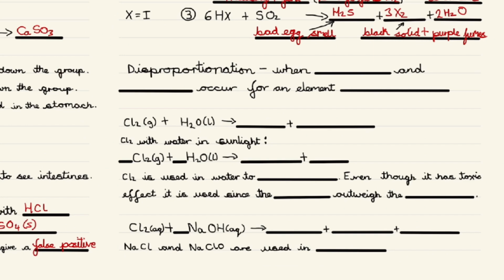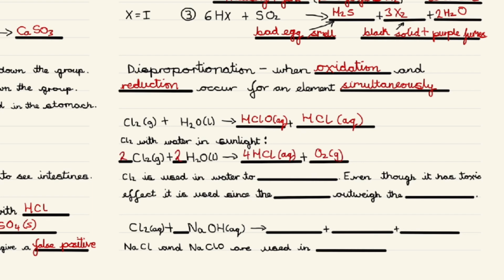Alright, so disproportionation is when oxidation and reduction occur for an element simultaneously. So an example of disproportionation that you need to know is chlorine with water forms HClO and HCl. Okay, so that's one reaction with chlorine and water. However, if you have chlorine and water in sunlight, you also get this reaction. Okay, and one of the uses of chlorine is in water to kill bacteria. And even though it has toxic effects, it's still used because the benefits outweigh the negatives.